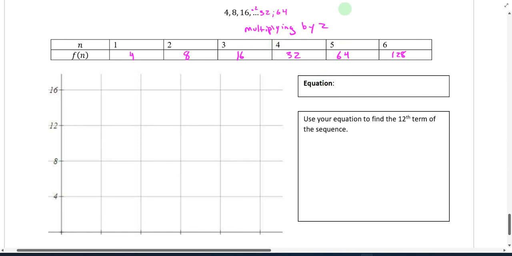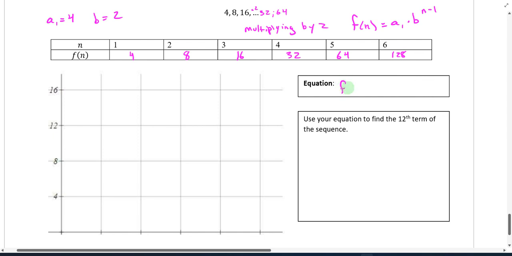That means that our equation is going to look like this. Remember, the blueprint for a multiplying sequence is the first term, a sub 1, times b, the common ratio, raised to the n minus 1. This is how our equation is going to look. Okay, so I'm going to identify a sub 1. It's 4. It's the first term of the sequence. b is the number that we're multiplying by. That's 2. Okay, so those are the only two things I need to build this equation.